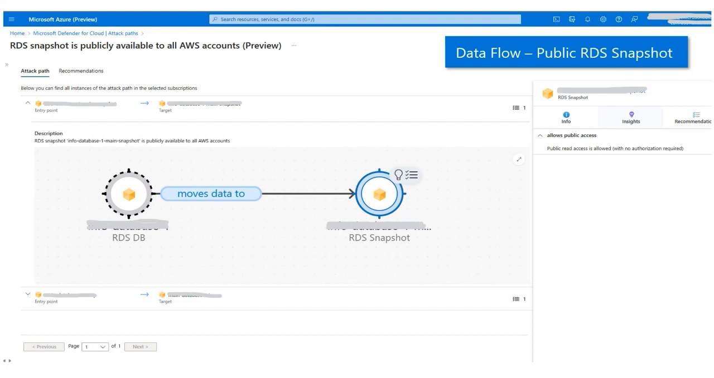Many organizations are not aware that when you are setting the access of the RDS snapshot to public, it means that anyone with an AWS account can in fact get that RDS snapshot. We are identifying that risk immediately, letting you know that this is a top risk and you need to address that.